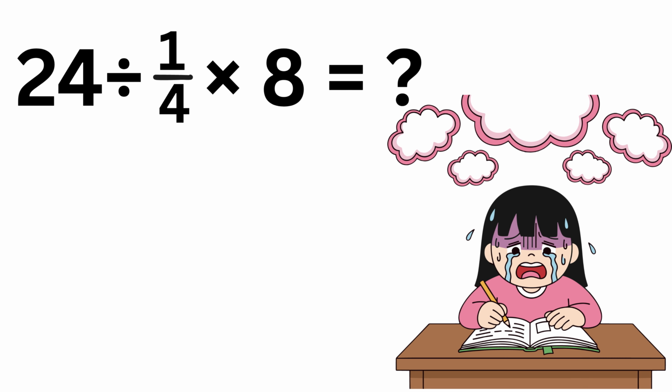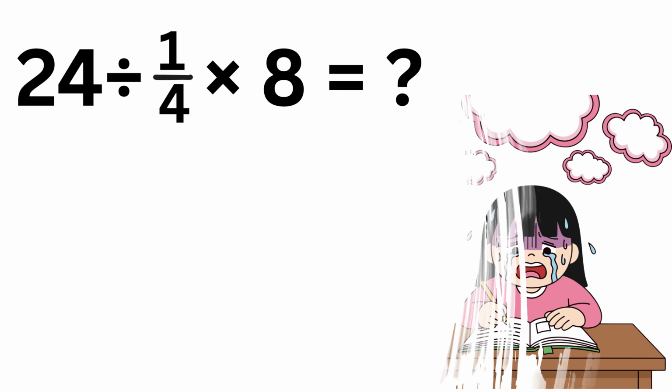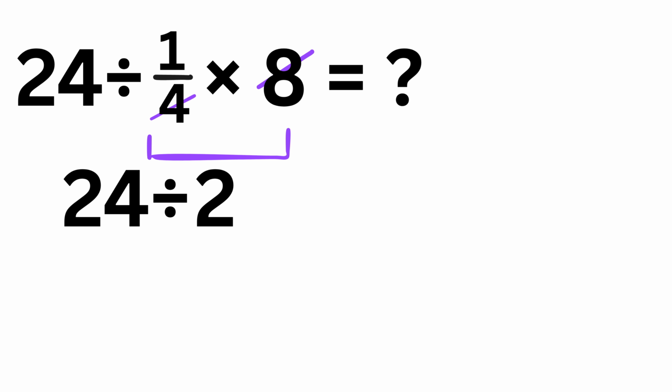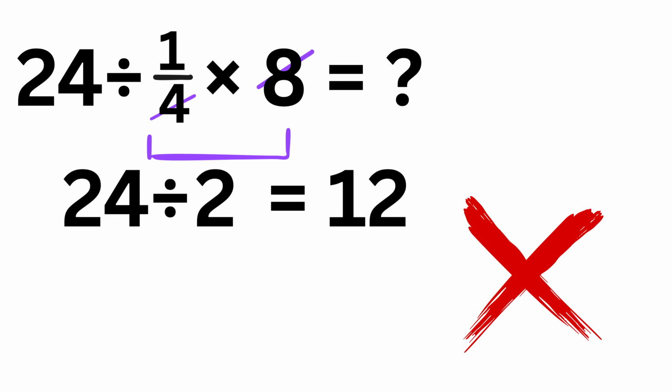24 divided by 1 over 4 times 8. We can cancel this 4 and this 8, which will give us 2. And then 24 divided by 2 gives us 12. But this answer is incorrect.